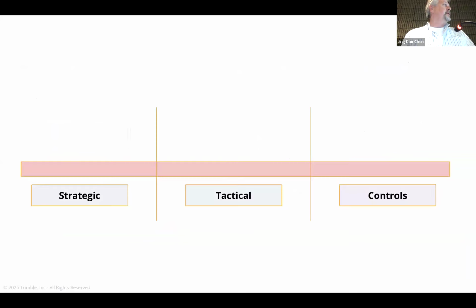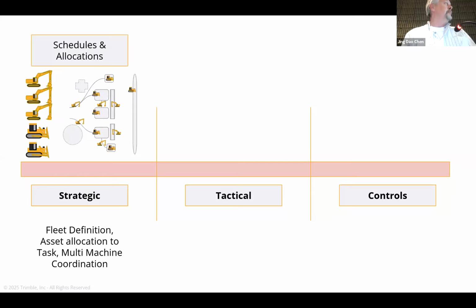There's a fuller problem space here, which I'm assuming most of you are familiar with, where we divide the domain down into strategic, tactical, and controls. We do that within Trimble ourselves as well. Strategic, if you're not aware, is around schedules and allocations. If I have a particular problem and I want to assign assets to that, how do I assign my assets to that task in order to accomplish an objective?